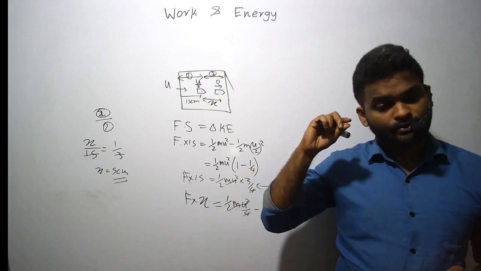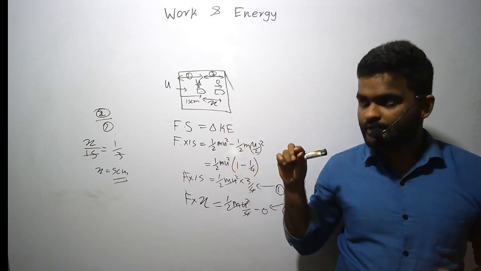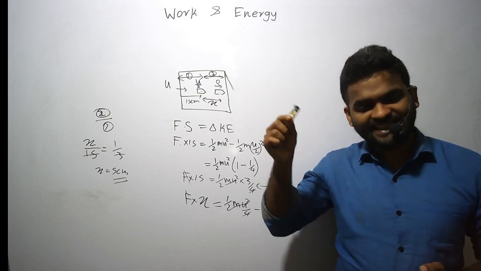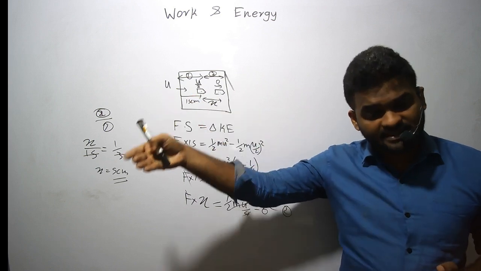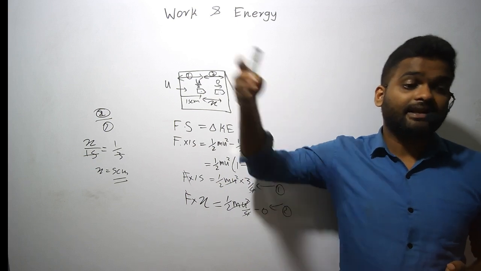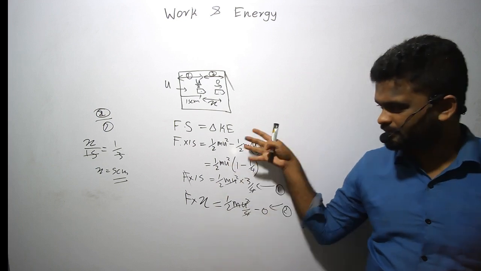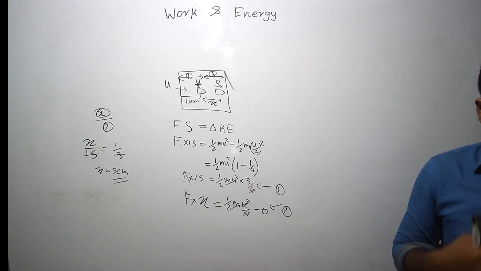Remember, when you accelerate a vehicle to move from 0 to u, you need E. But in the second case, when you have to increase the velocity by the same amount, you need 3 times the energy. Here you need 3 times less energy. Or else you can just do this calculation, right? Okay.